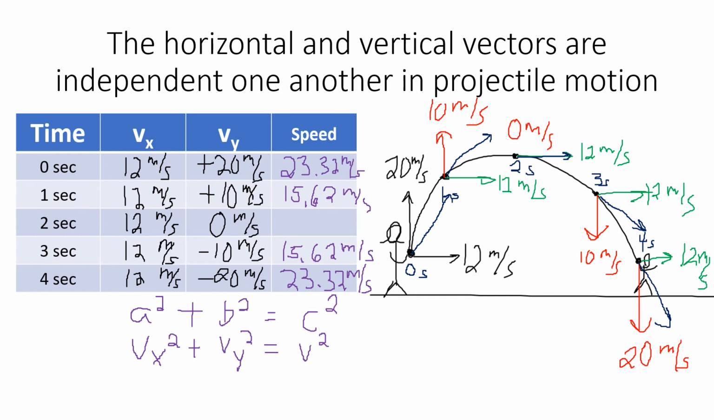And at 2 seconds, I know your gut feeling. You're like, oh, at 2 seconds it's going 0 at the top of the path. It's going 0 vertically, but it still has a horizontal speed. So the speed at the top of the path should be 12.